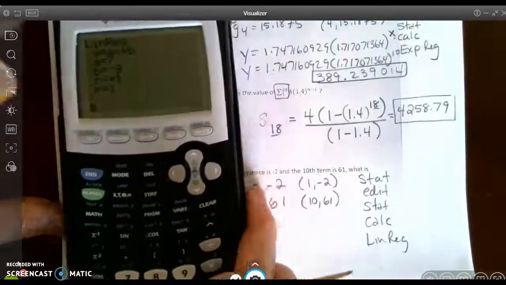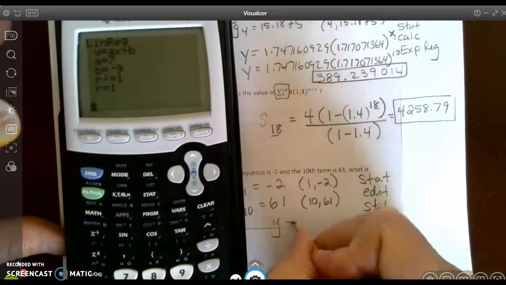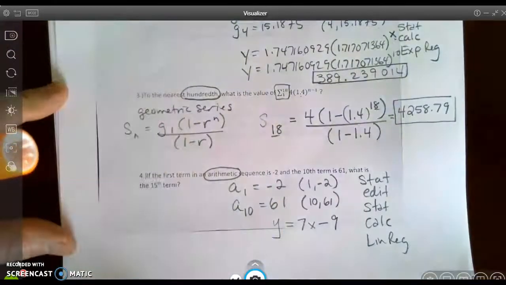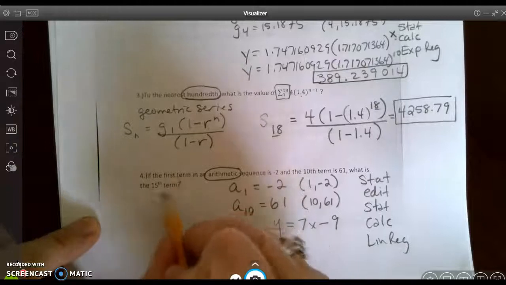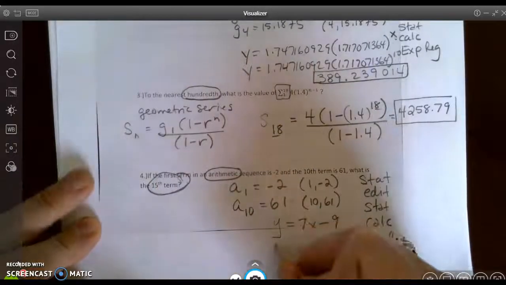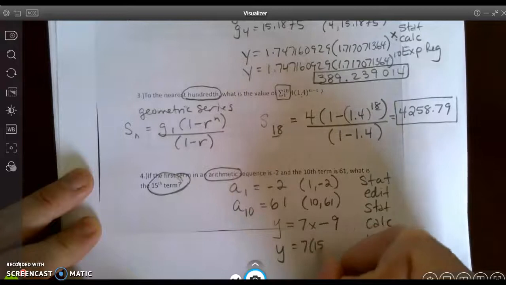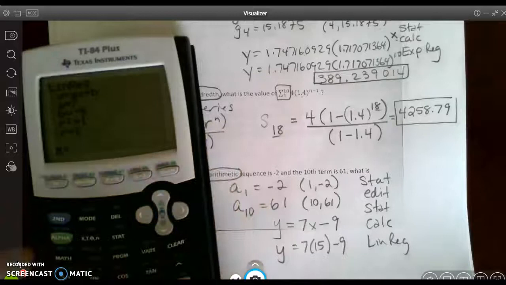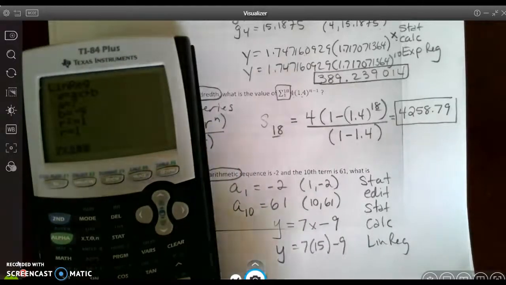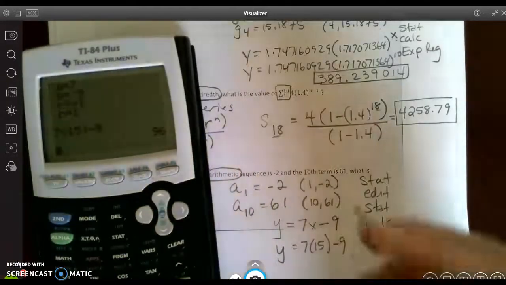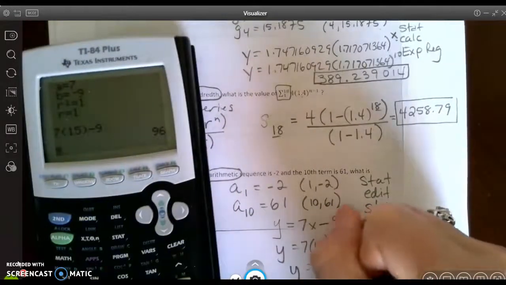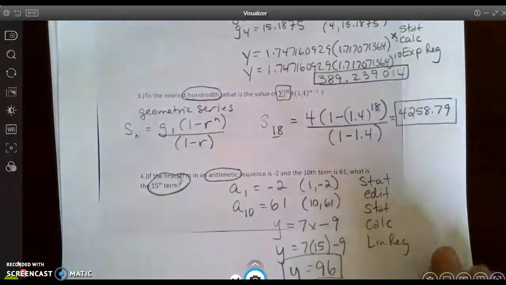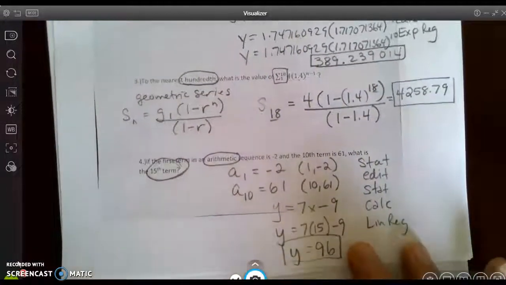And we get the formula y equals 7x minus 9. So if we're finding the 15th term, we're going to let x equal 15. So 7 times 15 minus 9, and I get 96. Okay. And that is my first drill.